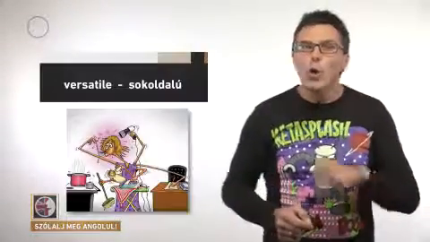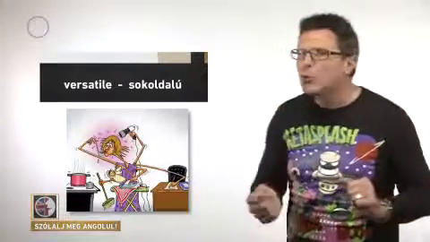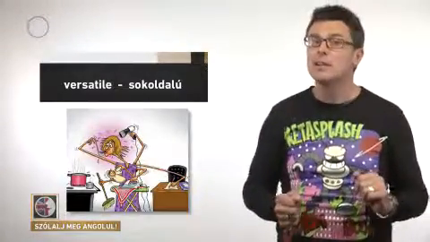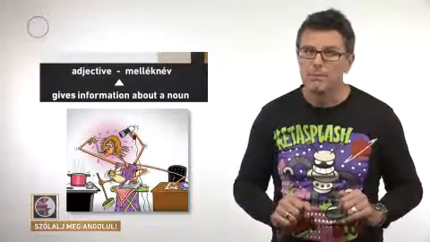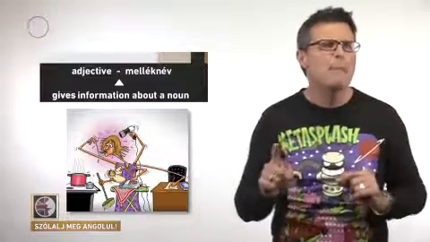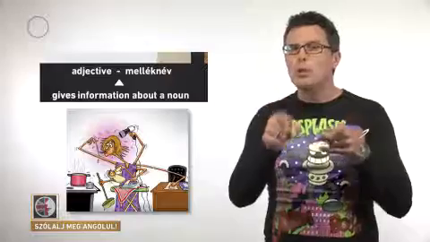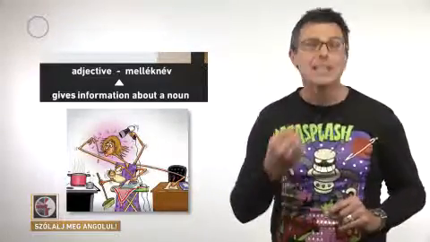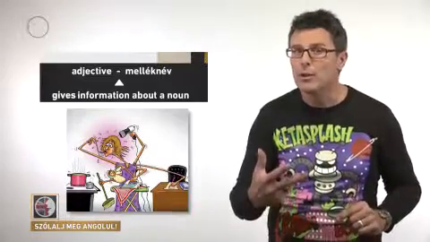Okay, so what's the word for the day? Well, there are 2 words for the day, really. Word number 1 is the word versatile. And what sort of word is versatile? That's right, versatile is an adjective. Now, who remembers what an adjective is? Correct-a-doodle-doo. An adjective is a word we use to give information about a noun.